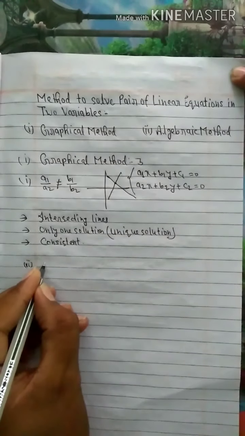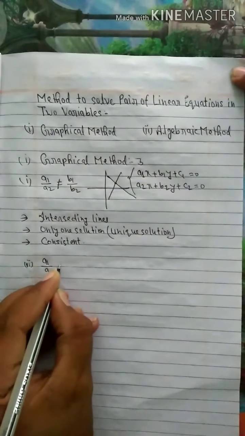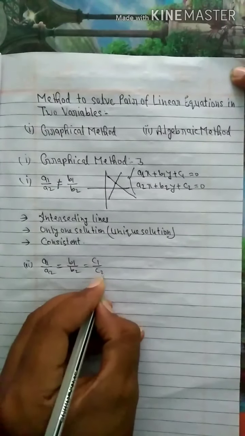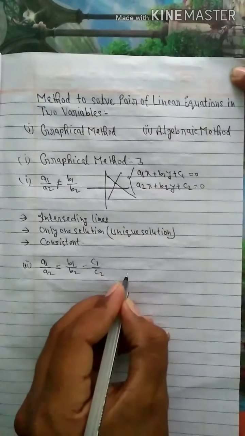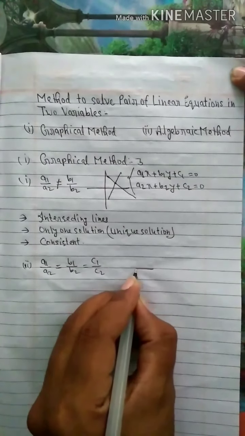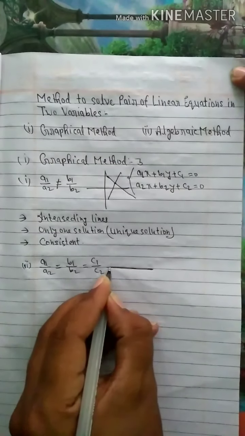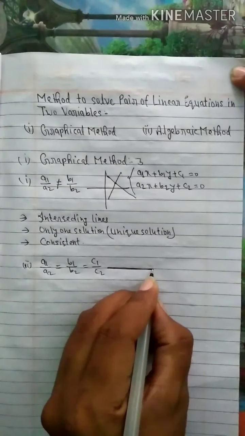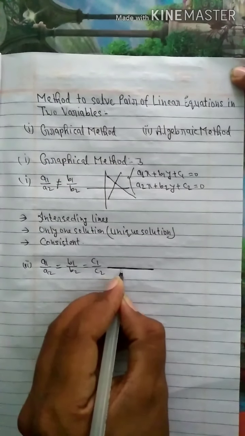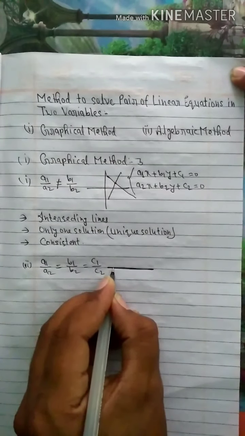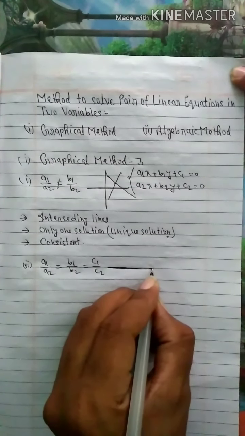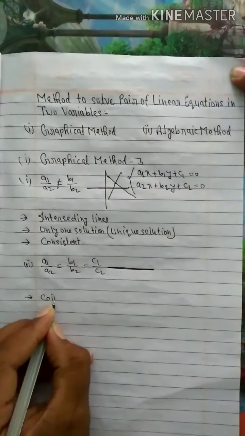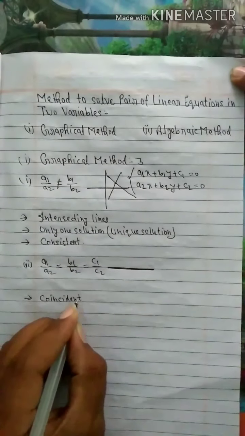The second condition: if a1 by a2 equal to b1 by b2 equal to c1 by c2, then the graph of both lines will be coincident. यानी स्टूडेंट्स यहाँ दोनों लाइन की ग्राफ जो होगी एक दूसरे के ऊपर ओवरलैप होगी. यानी फर्स्ट लाइन अगर ड्रॉ करें तो सेकंड लाइन भी ठीक इसी के ऊपर ओवरलैप होगी. So now here we get the first point, coincident lines.